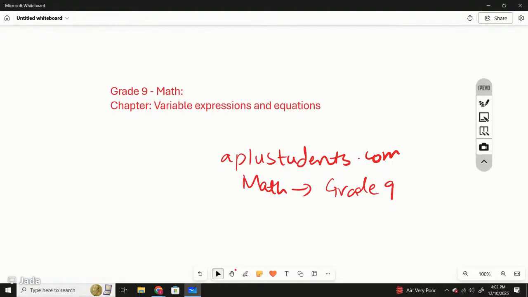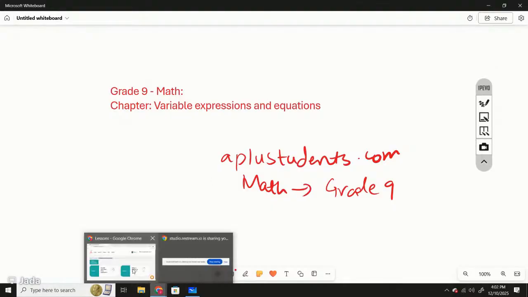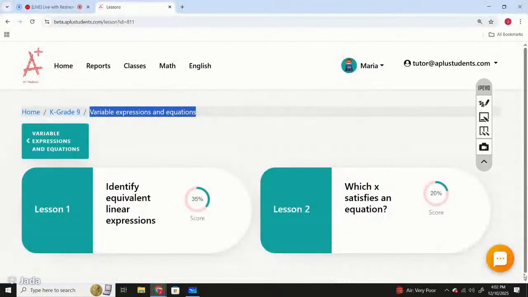We're going to start with the chapter variable expressions and equations. So please make sure you have your notebook and pencil so that you can note down the important examples and definitions as well. Here I am on grade 9 math. The chapter we're on right now is variable expressions and equations. Let's start with the first lesson, that is identify equivalent linear expressions. So let's start with the lesson.